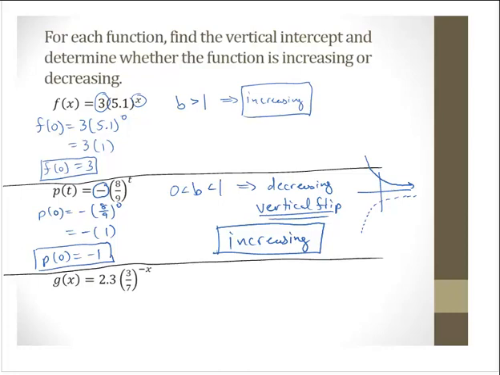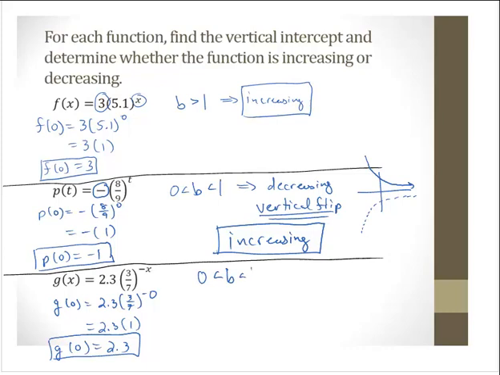All right, let's look at our third example. g of x is 2.3 times 3/7 to the negative x. g of 0 would be 2.3 times 3/7 to the opposite of 0. Well, the opposite of 0 is 0. 3/7 to the 0 is 1, so I have 2.3 times 1, and that's 2.3. All right, now let's determine if it's increasing or decreasing. Our base is between 0 and 1. So that leads us to believe it's decreasing.